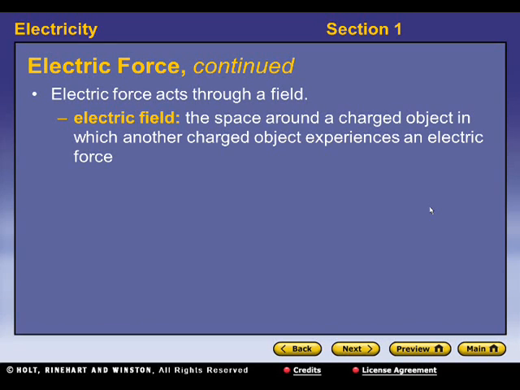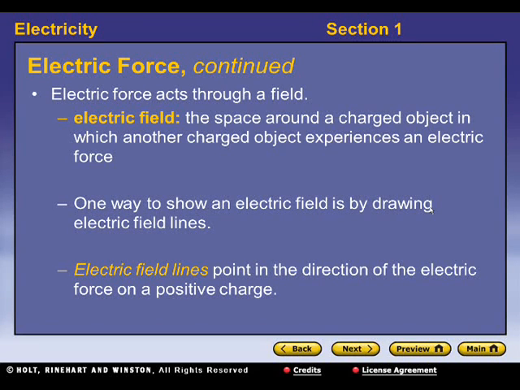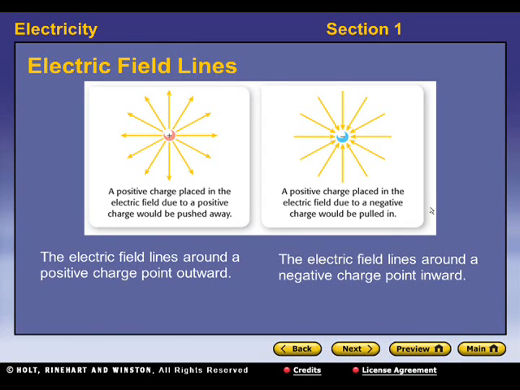So electric force acts through a field. An electric field is a space around a charged object in which another charged object experiences an electric force. A way to show an electric field is by drawing electric field lines. Basically, electric field lines just point in the direction of the electric force on a positive test charge. Here you have a positive charge, and these lines indicate that if I took another positive charge, like a test charge, and put it in this area around the fixed positive charge, it would be pushed away from the charge in the center. That's why the lines go away from positive charges.